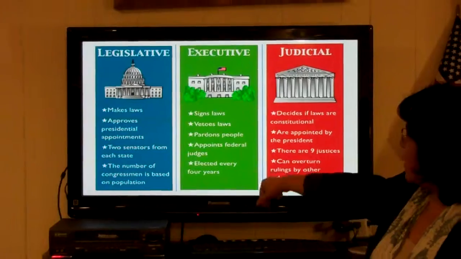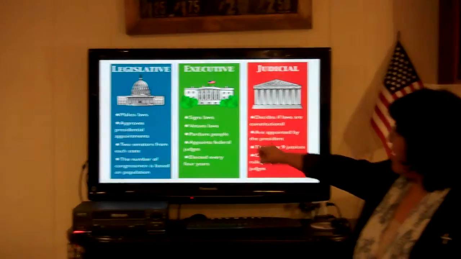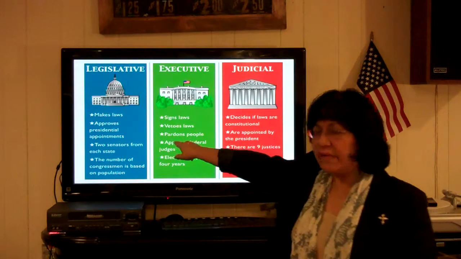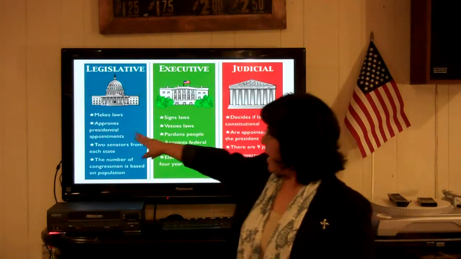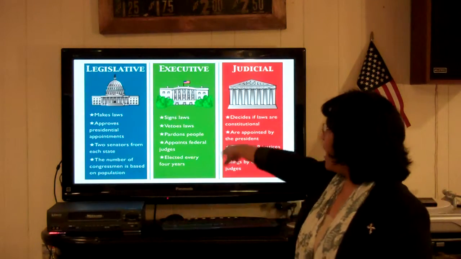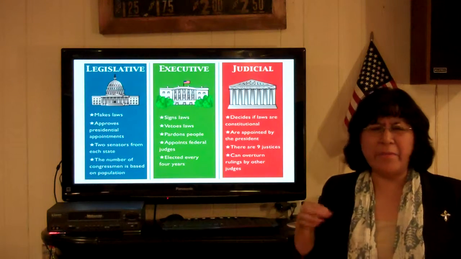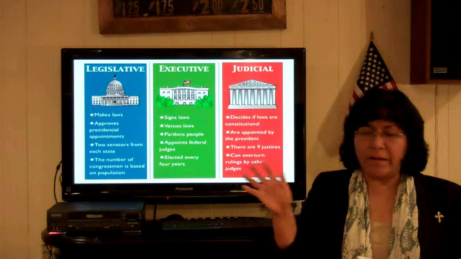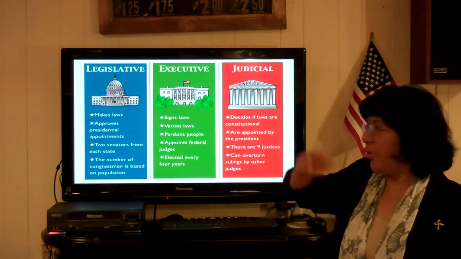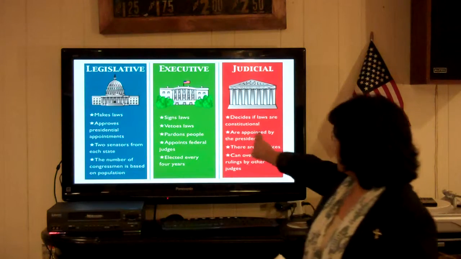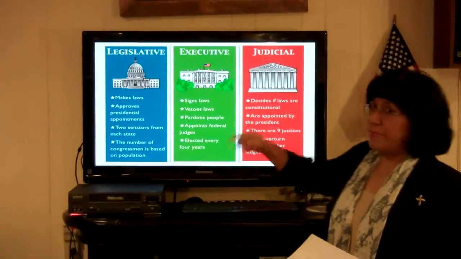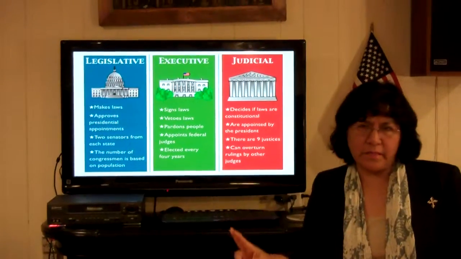The executive branch, you are going to review there. The president signs the laws, vetoes the laws, which means that if he doesn't like what the law that was passed by Congress, he says no. Veto means no. Pardons people, meaning that if somebody is in jail, no matter the reason, he will be pardoning him or her. Appoints federal judges. For this branch, elected every 4 years. All right, so this president, this is his second term. He cannot be president anymore.